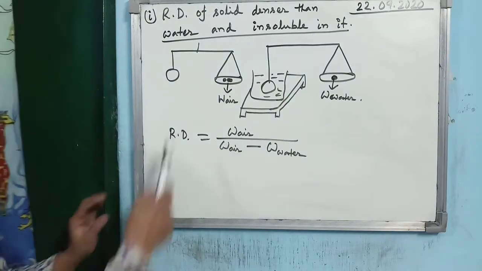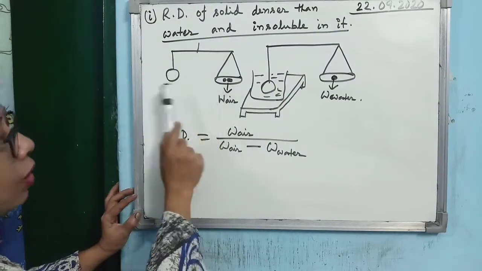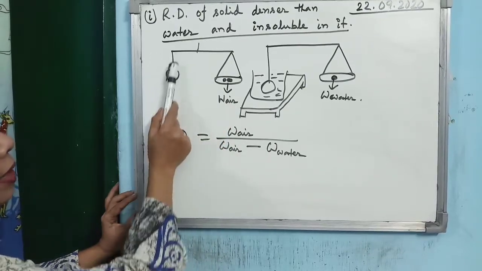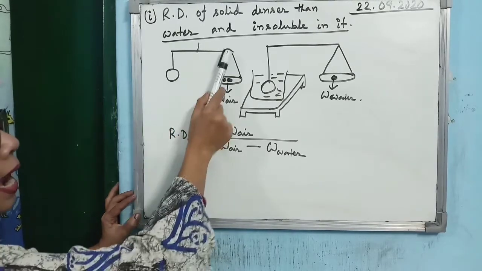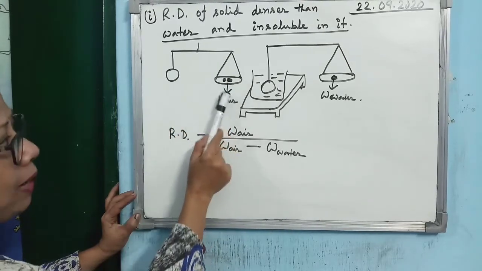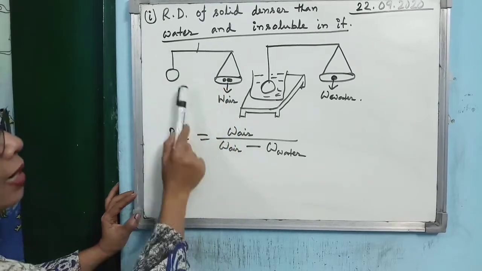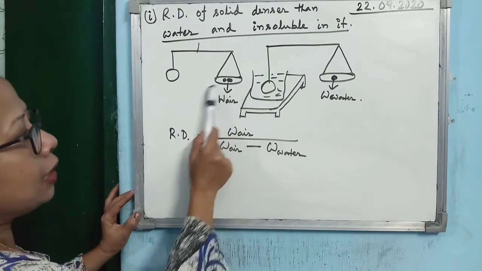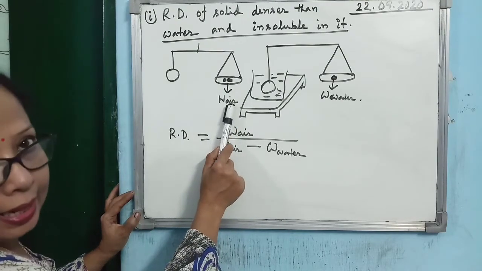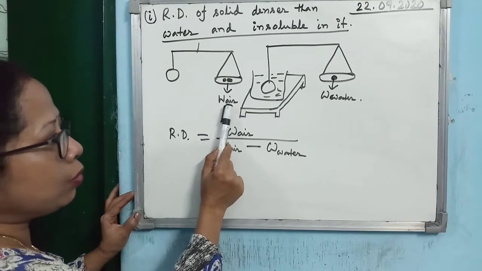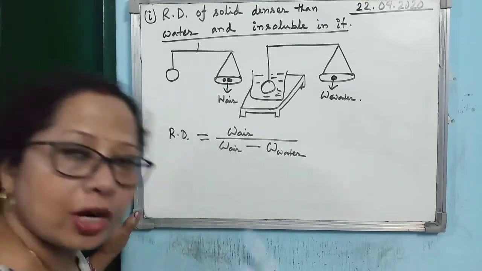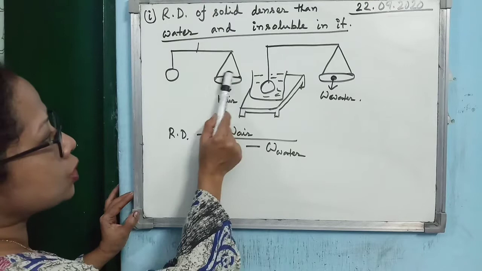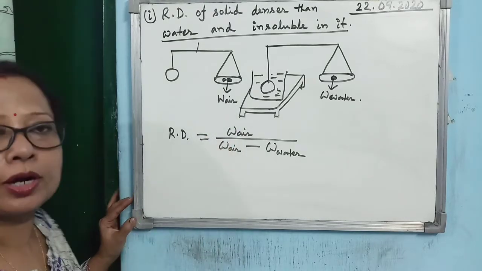So how to do? First of all, you suspend it. This is the diagram I have drawn. You suspend it from the physical balance. Remove the scale pan from the left hand side. Then just suspend the solid, and on the right hand side scale pan, put some weight so that it becomes horizontal. Then find out what is this weight kept on the right hand scale pan. That will give you the weight of the body in air. Here you see I am writing W air. It means weight of the body in air, not weight of the air. Remember that. So here you see this weight kept, it will give you the weight of the body in air.